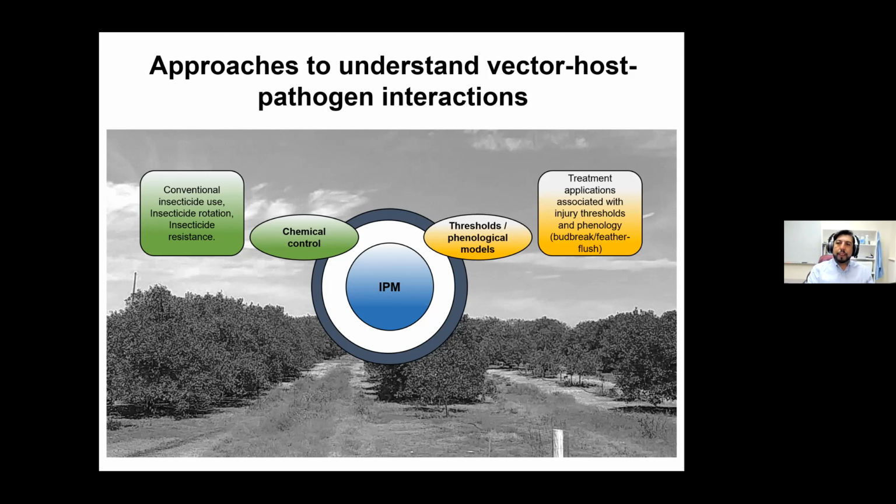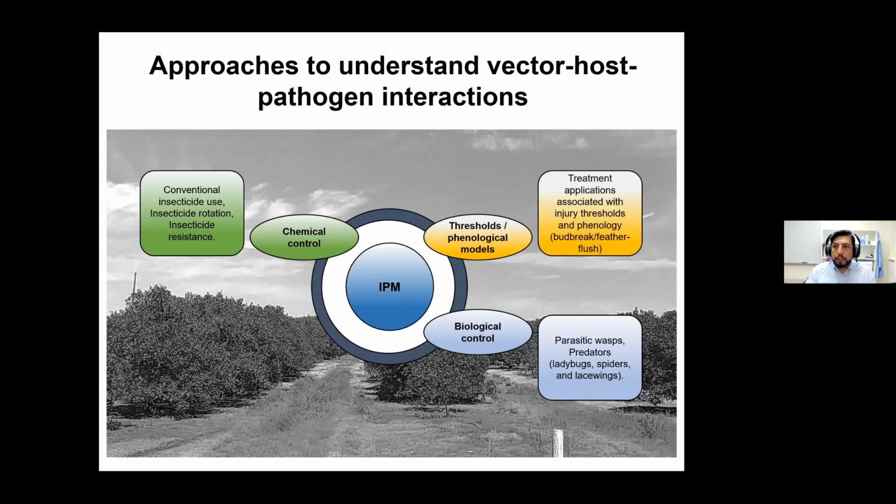I use a little bit of biological control. I will not have enough time to touch that part. But in this case, we use parasitic wasps and predators, and we are studying the diversity of them. And then we have cultural control, in which we can use windbreaks and reflective mulch.